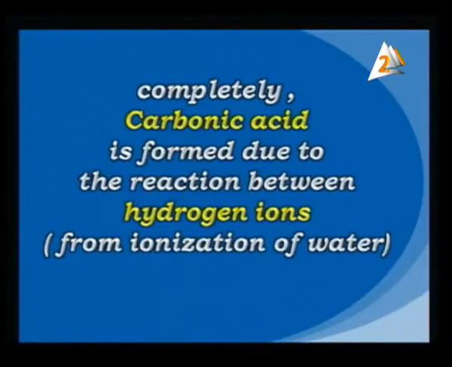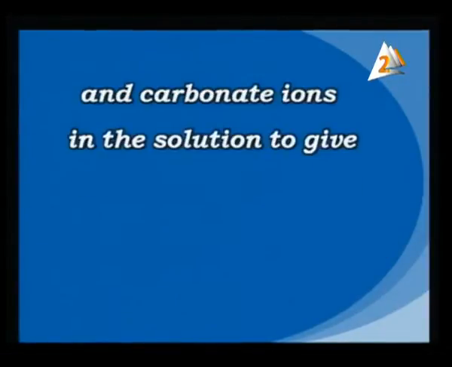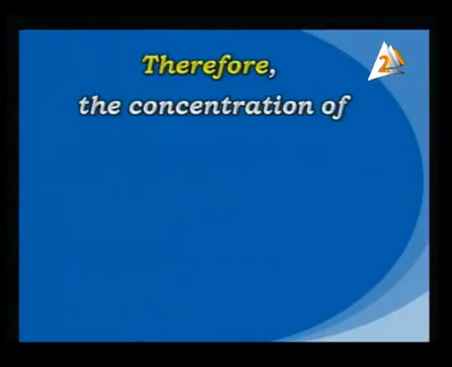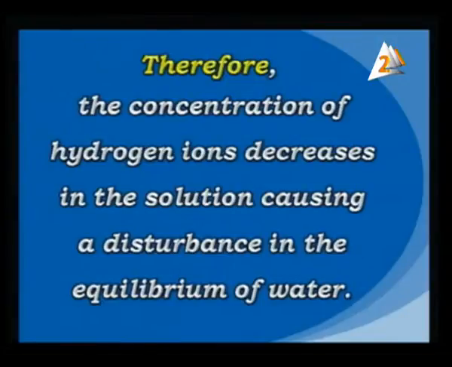Now, look at this. Carbonic acid is formed due to the reaction between hydrogen ions from the ionization of the water. All of this tells what happened inside the reaction of the water. Here we have carbonate ions in the solution to give carbonic acid. It's a weak acid, almost not ionized. Remember, any weak acid is almost not ionized, because it makes a reversible reaction.